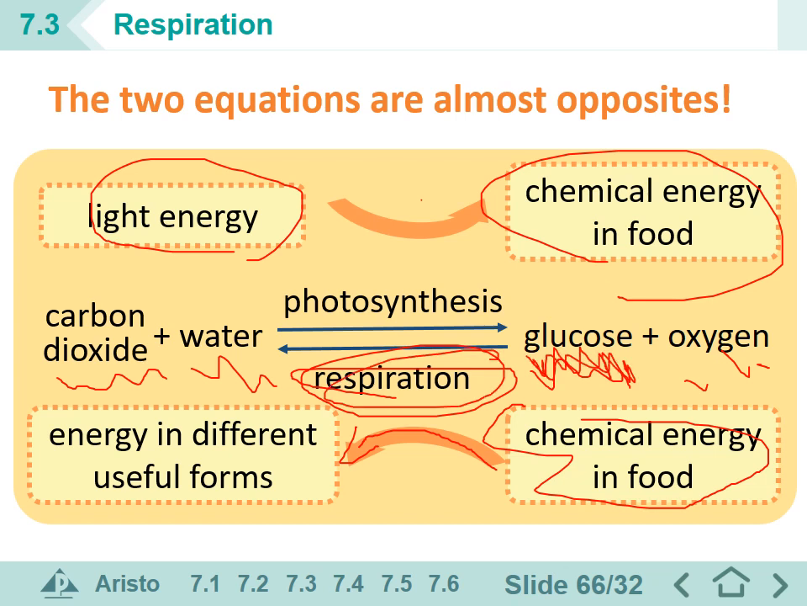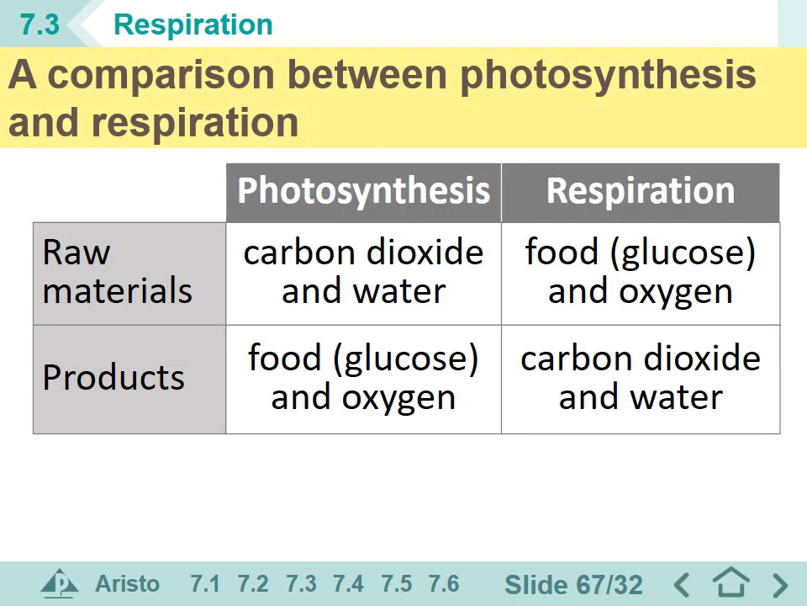The glucose or the sugar in our body will convert into carbon dioxide and water. And the energy is released during the process. This may be the kinetic energy when we are running, or the sound energy if we are singing, so it can be converted to different energies. So here are the tables to show the comparisons of photosynthesis and respiration.